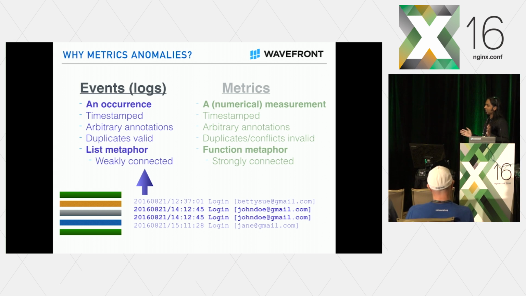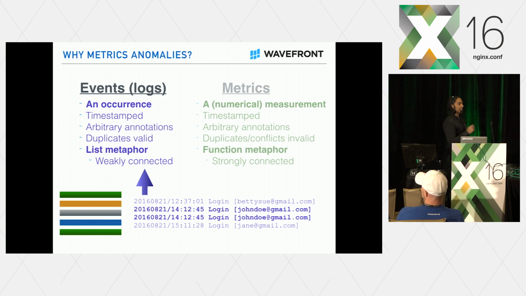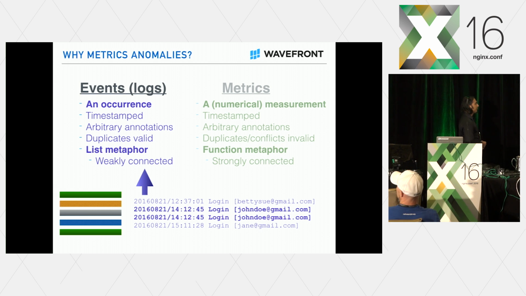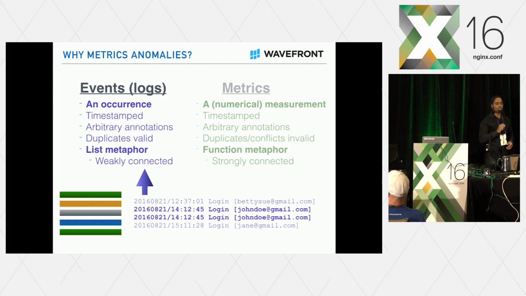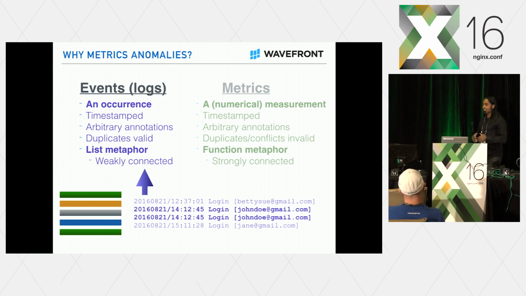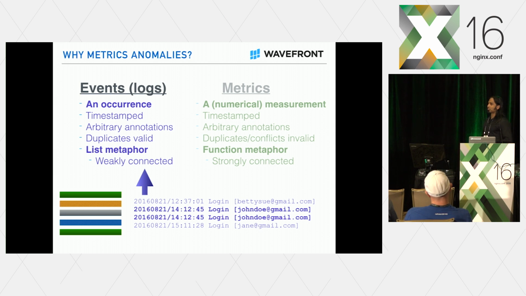It's actually totally fine to have duplicate events. Here we have at the bottom an example of 4 event lines. The second and third are completely identical, exact same date timestamp, exact same event type, same username. Some guy pushed the button twice to log in. There's 2 events here. Any logging system will store those separately, right? It's 2 different events. So the metaphor for events is really a list. It's a list of things that are weakly connected or unconnected.